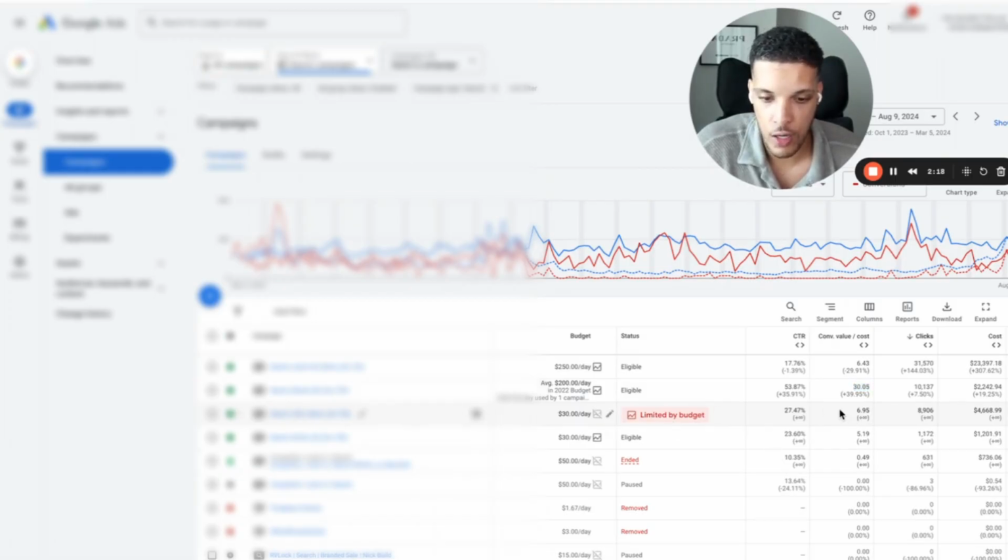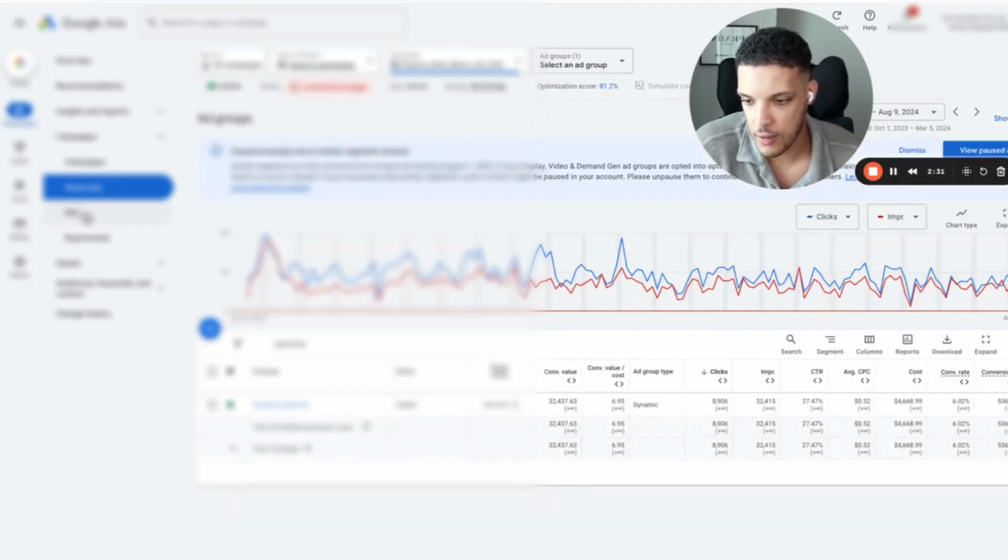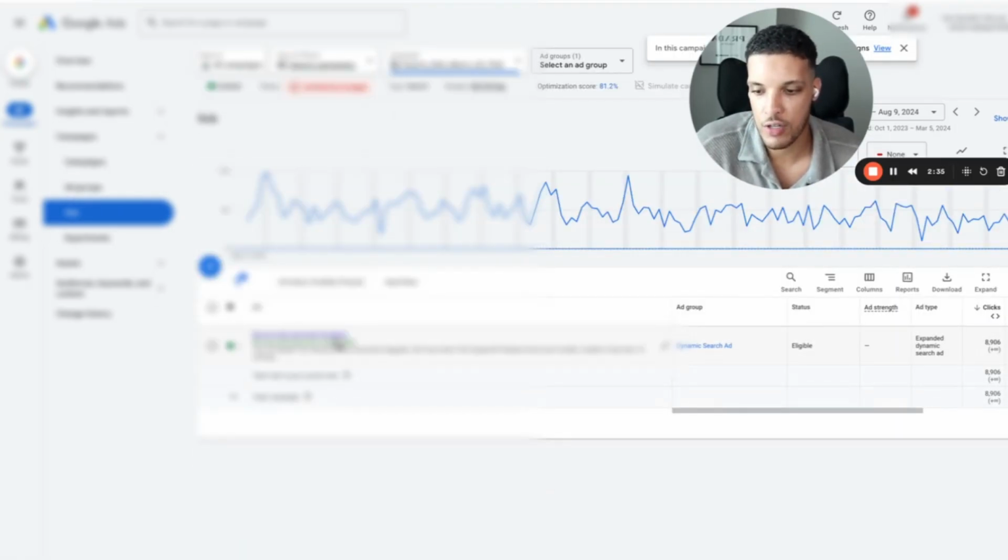And this got us a good return on ad spend that outperformed our other keyword targeted campaign. And even the click-through rate was 27%. You can see here as well. That helped a lot because the keywords are so targeted. You can see on ads like this, it's dynamically generated headlines, and then the descriptions are what you create yourself.